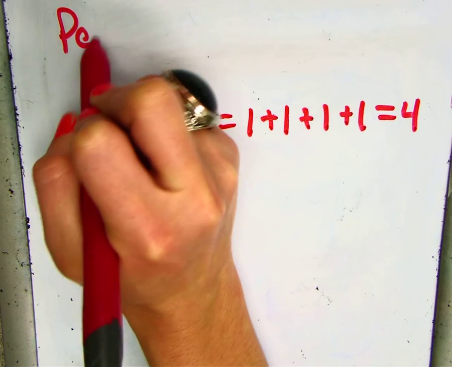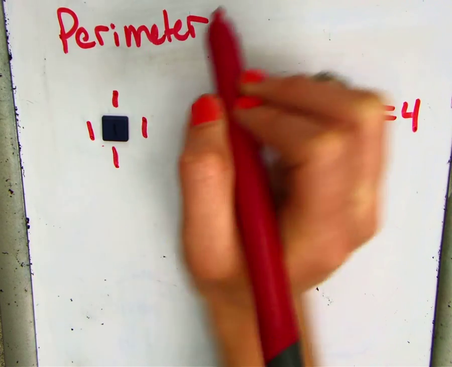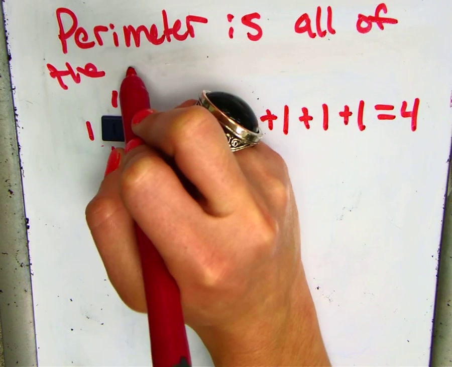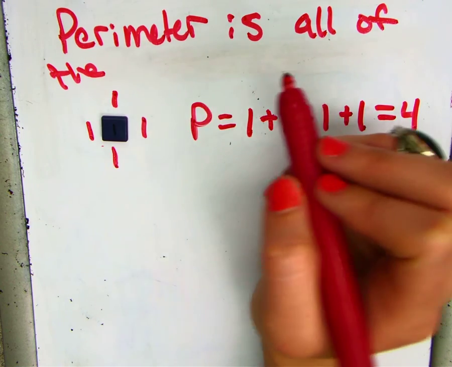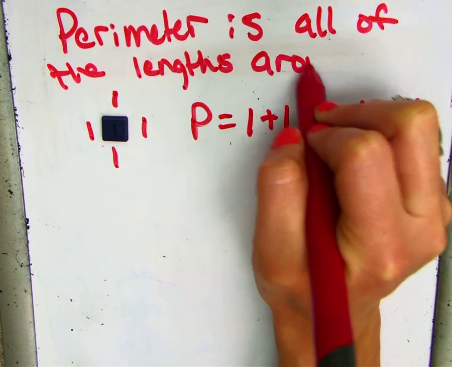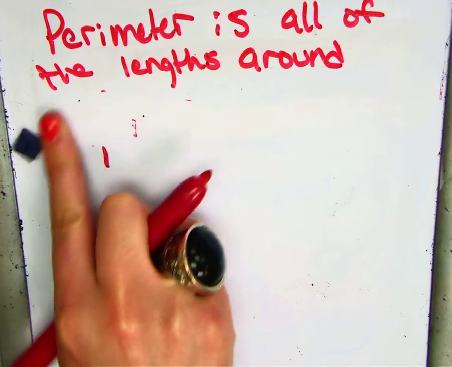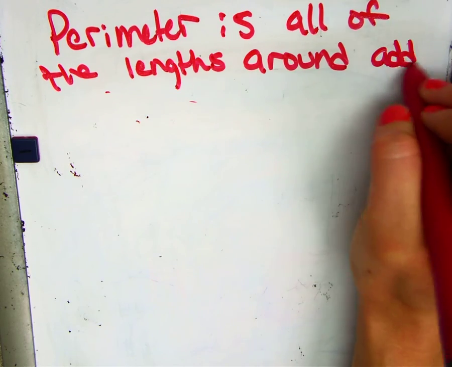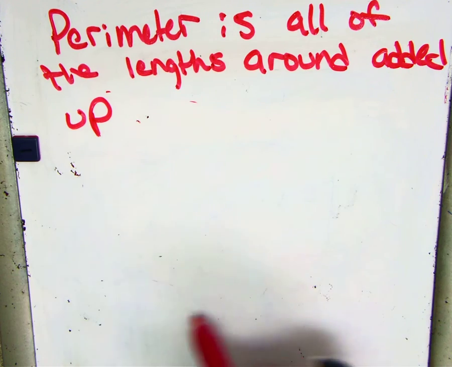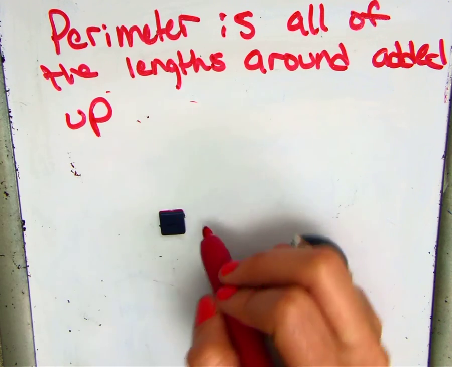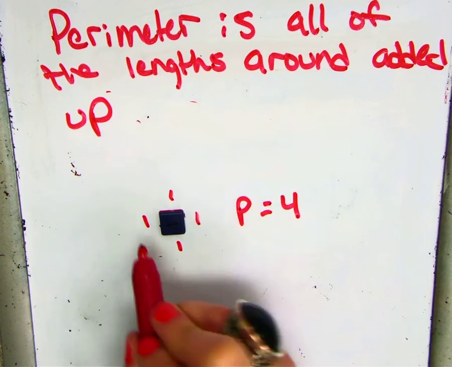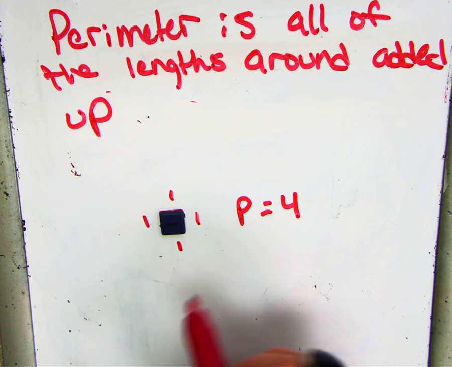Okay, remember, perimeter is all of the outside lengths added up. So we're going all the way around the object. So of course our unit tile here is 1, 1, 1, and 1. And the perimeter is 4. We add up all the way around the object.